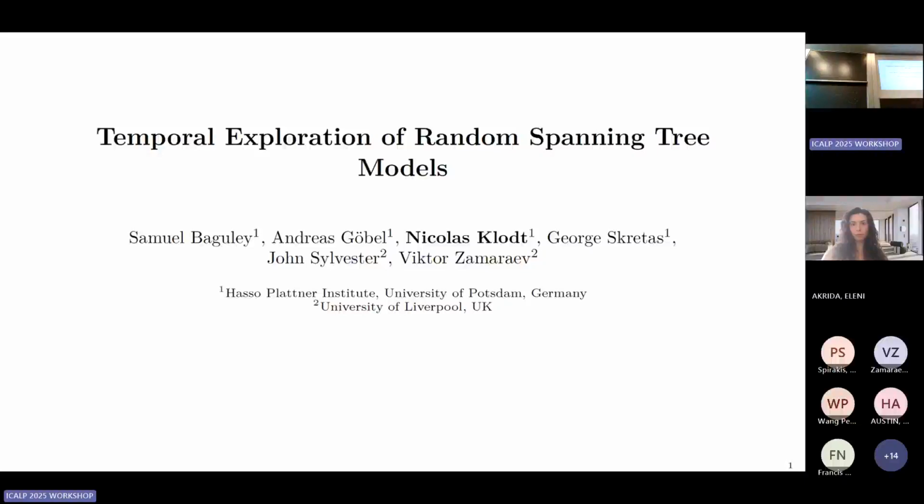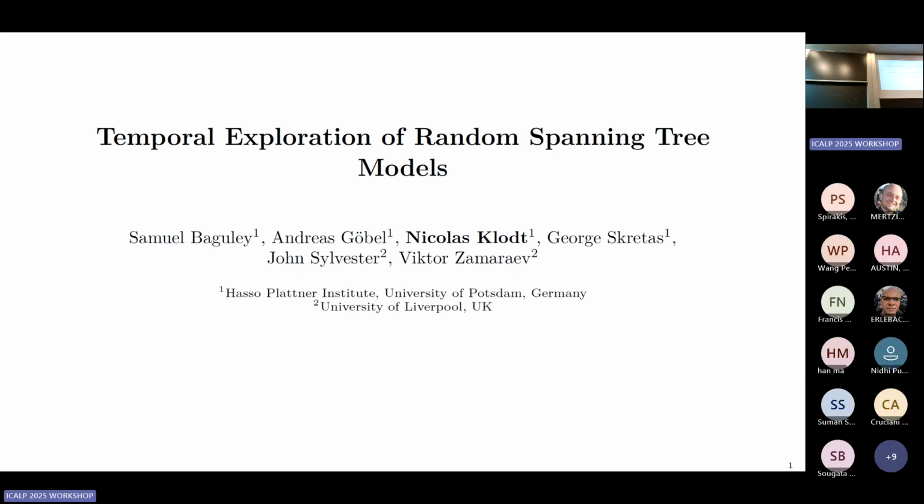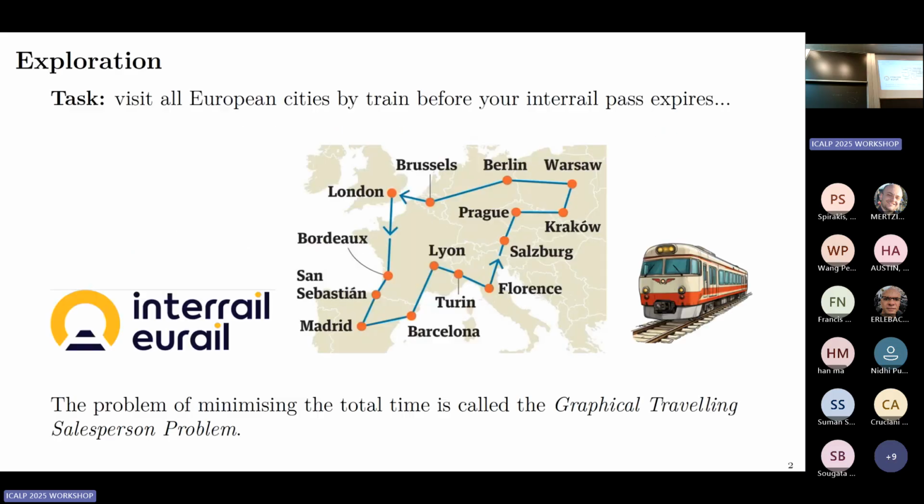So this is joint work with George and some other people, with John and Victor from Liverpool, and Andreas and Sam from the HPI. I talk about basically the same problem as the talk before, about temporal exploration, just in a slightly different model. Because I will try to use randomness to explore the graph faster instead of having frequent edges there.